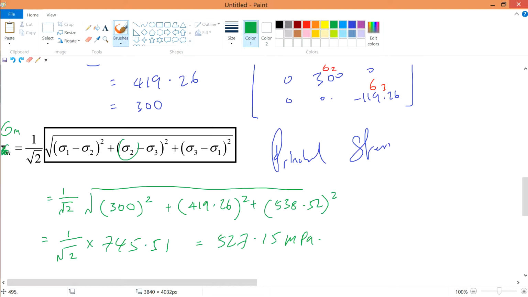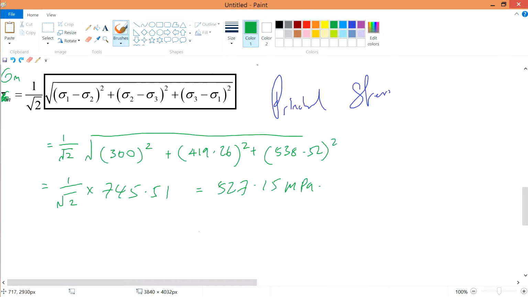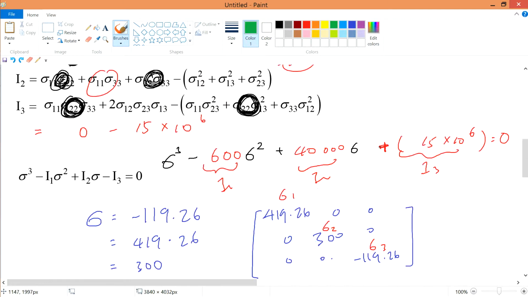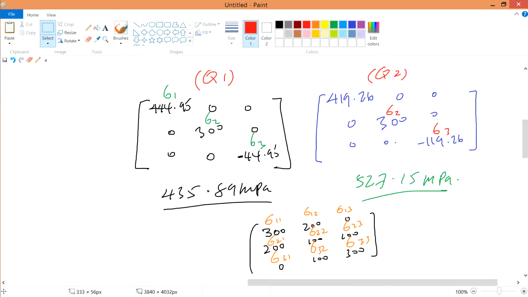But be careful over this part. Sigma 2 is 300. It's minus 119. So add up together, it's 419.26. This is something where you have to be very careful with the sign. But anyway, you'll still get back this as the volumetric stress. And therefore, let's compare. In fact, we have this solved for question 2. But let's just see the results. As you can see, for question 1, we actually use this stress state to find our principal stress, and these are the values. And then these are the volumetrics.